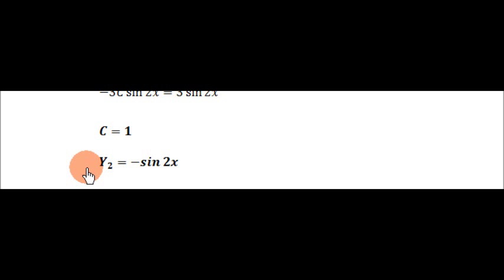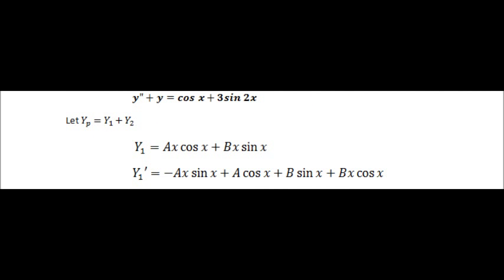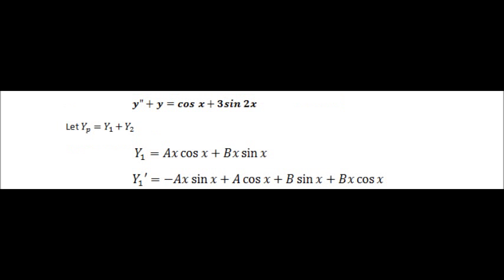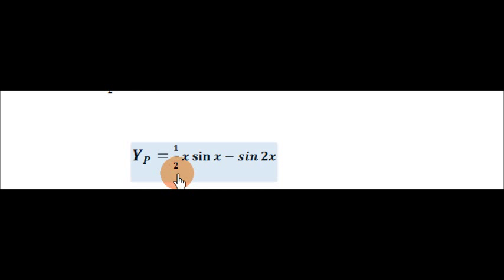Since we have now our y2 and our y1, which equals 1/2 x sine x, we'll let our yp be equal to y1 plus y2. So adding the two terms, we have now our yp, which is equal to 1/2 x sine x minus sine 2x.